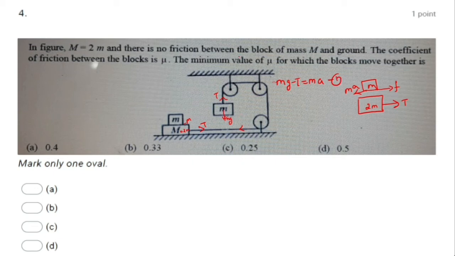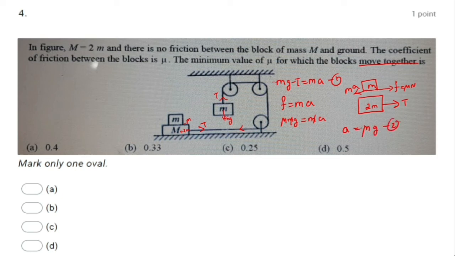Now the question is talking about the blocks moving together. Blocks moving together means, you see the first block M, we can say the frictional force must be equal to m into A. Now what is the frictional force? Frictional force is equal to mu N, which is mu mg. So we can write mu mg is equal to m A. So m cancels. So we got another equation, A is equal to mu g. Say it as equation number 2.